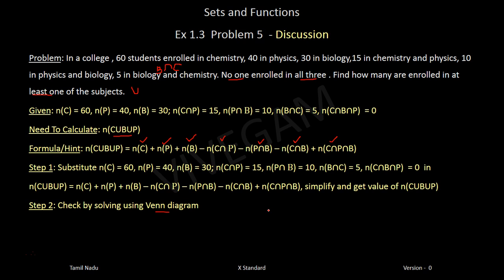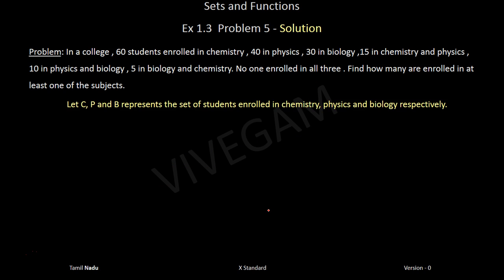Okay, so now let's go to the solution. Let C, P, B represent the set of students enrolled in chemistry, physics and biology respectively. Okay, this is a key. So what is a set? A set is a collection of elements as per a certain definition.